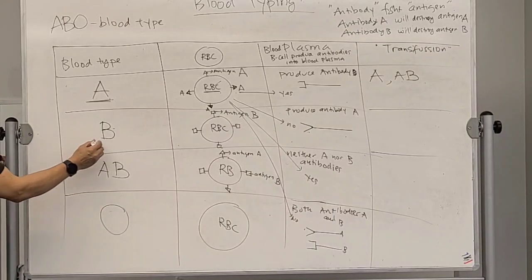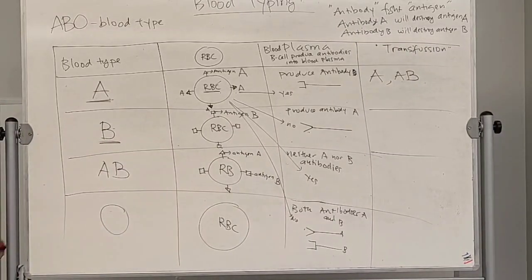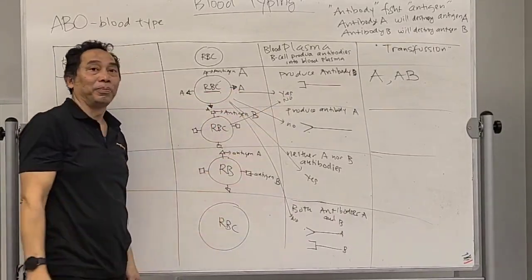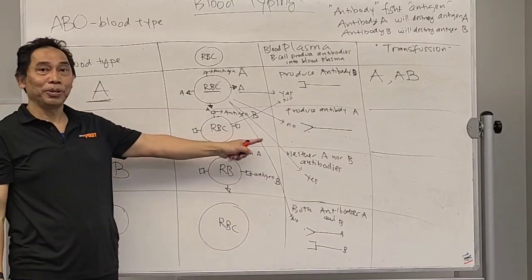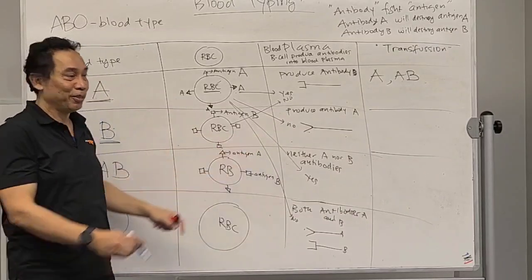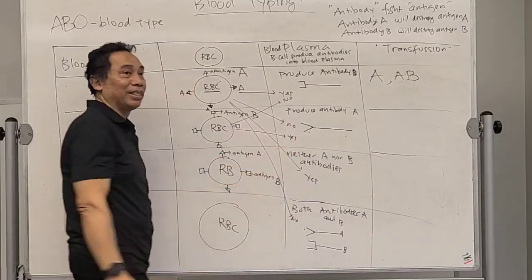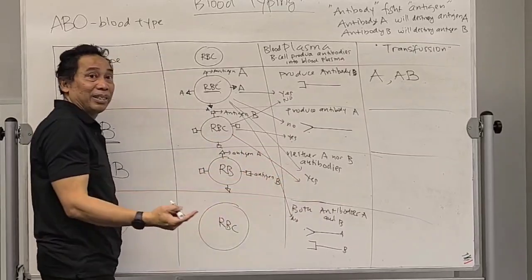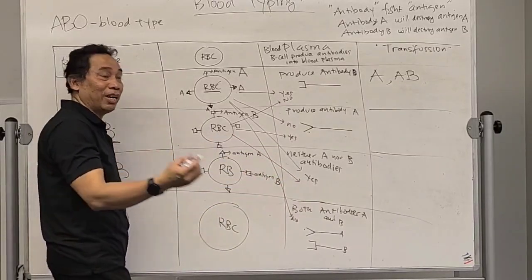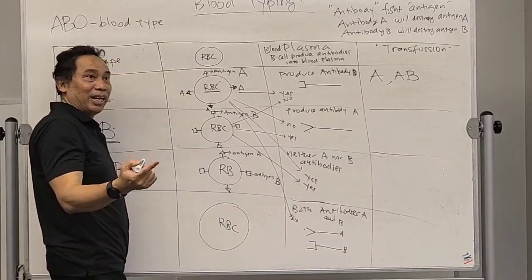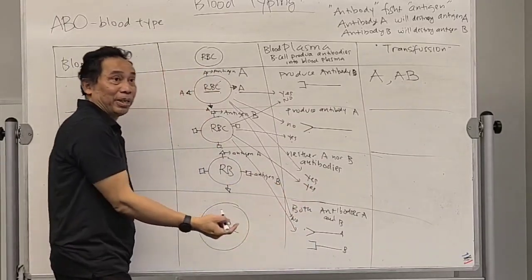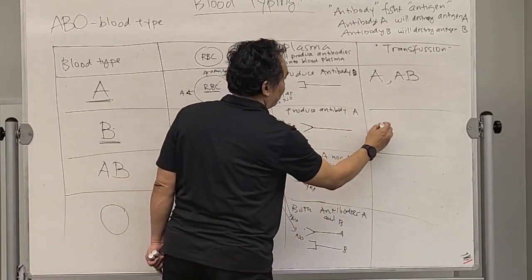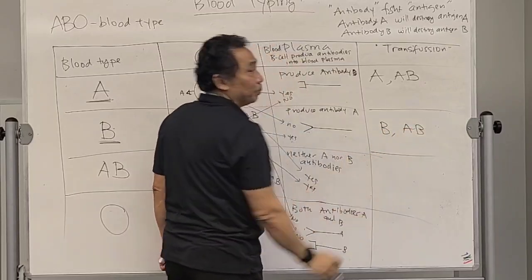Okay, now, let's say you are B. Can you give your blood to A? No. Can you give blood to the same B people? Of course, yes. So this one is yes. Can you give it to AB? Yes or no? Of course, yes, AB doesn't have antibody. Can you give it to O? No, because O has antibody B over here. So you can give it to B and AB persons.